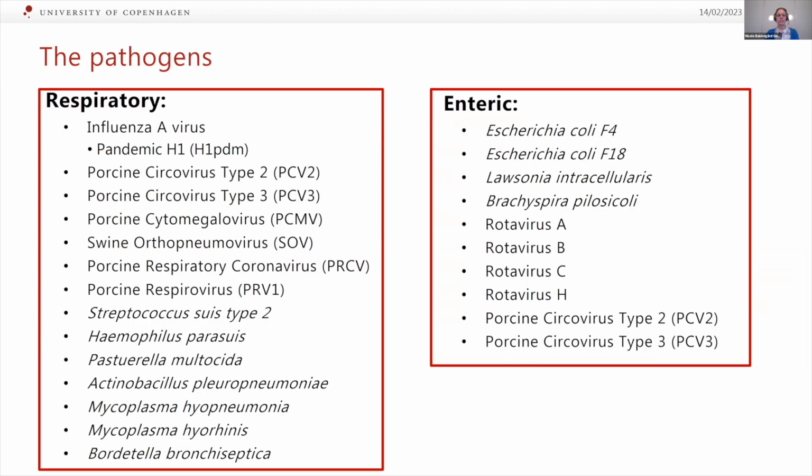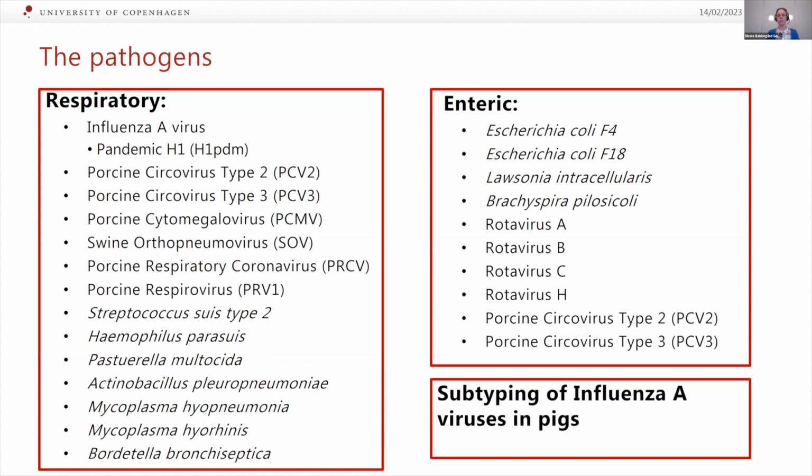So here you can see which pathogens are included in this porcine high throughput system. Here we have both respiratory pathogens and enteric pathogens. A very good thing with this Biomark platform is that you can easily add and remove PCR assays. You just have to ensure that the PCR assays can be run under the same PCR conditions.